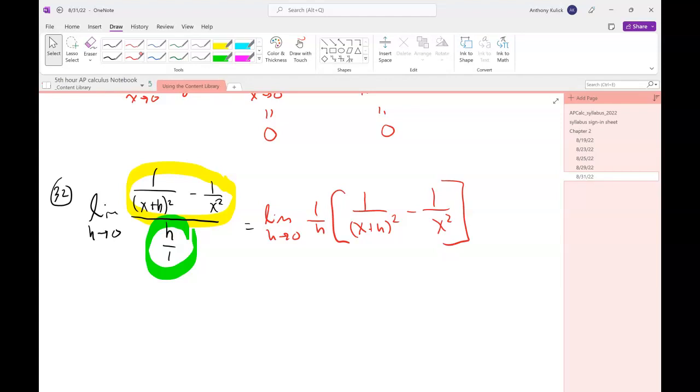(x plus h) squared times x squared, right? Everybody, you all agree with that? Okay. So I'd have x squared minus (x plus h) squared over x squared times (x plus h) squared after I make my common denominators and everything. You guys can see that? If you can't, I can spell it out for you a little bit more, but I think at this level it's okay to just say what I did and then write it.